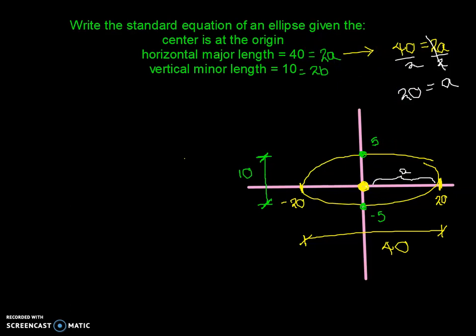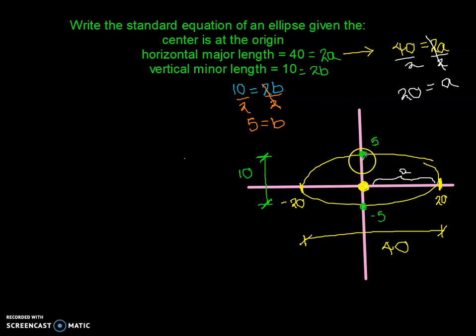And from the minor length, if I wanted to solve that algebraically, I have 10 equals 2b. So I would just divide both sides by 2, and b would equal 5. So the values of a and b are always half that of the major and the minor axis because I'm going from the center to the end, whereas the major and minor go from end to end.